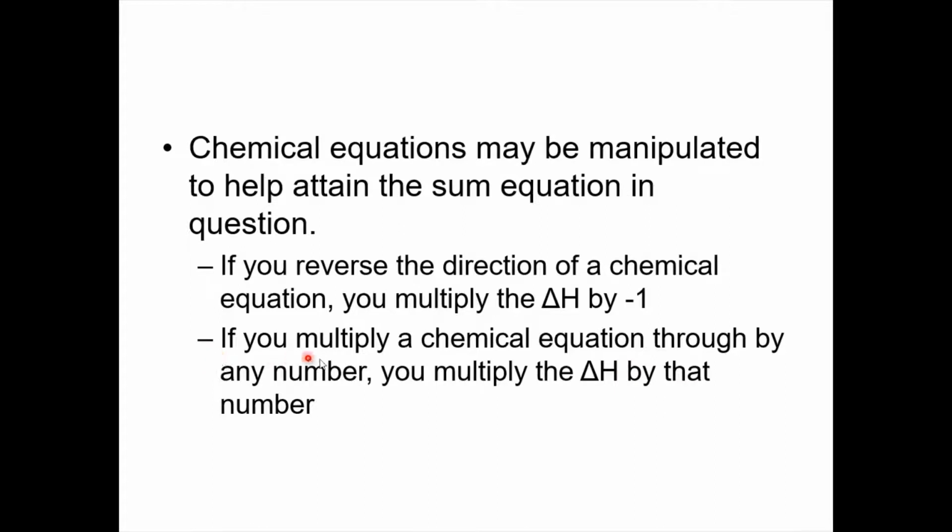Another thing you can do is if you multiply a chemical equation through by any number, you just multiply the delta H by that number. If you need to take an equation and double it, double the delta H. Take an equation, multiply it by 5, so multiply every coefficient in that equation by 5. Then you multiply the delta H by 5. Okay, so those are two things that we can do in order to get our equations to line up so they add up to the equation that we'd like to find the delta H for.